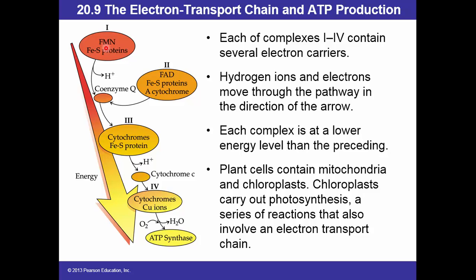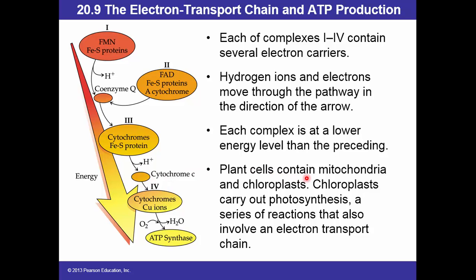Complex 1 contains an iron sulfur protein. There is also coenzyme Q. This is called a mobile electron carrier. Coenzyme Q carries the electrons in addition to cytochrome C, as you can see. So these are electron carriers. One is called CoQ and the other is called cytochrome C.